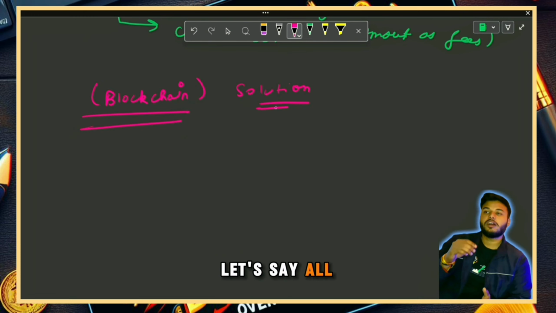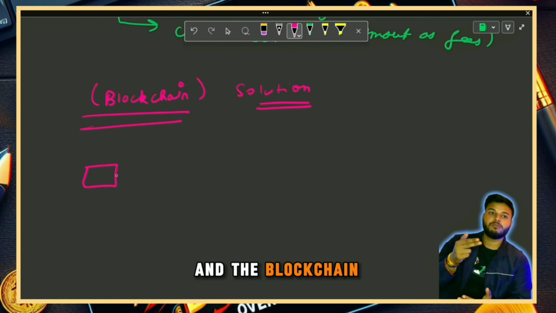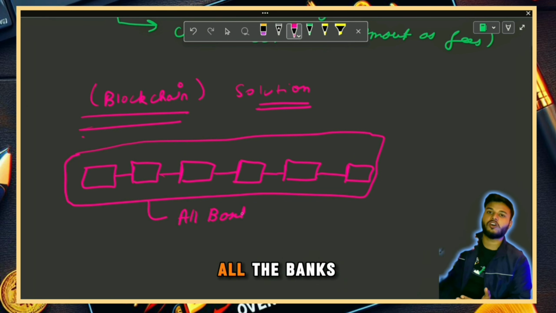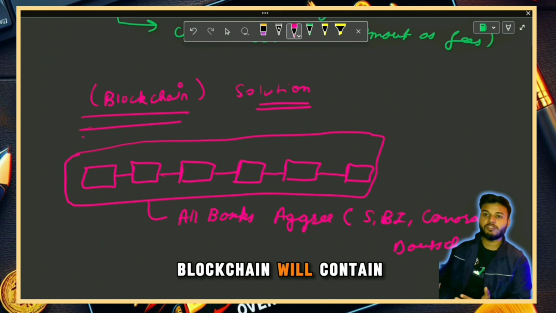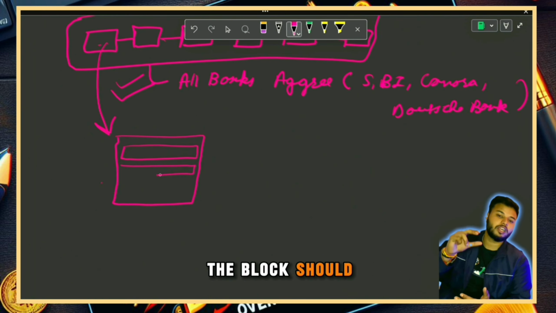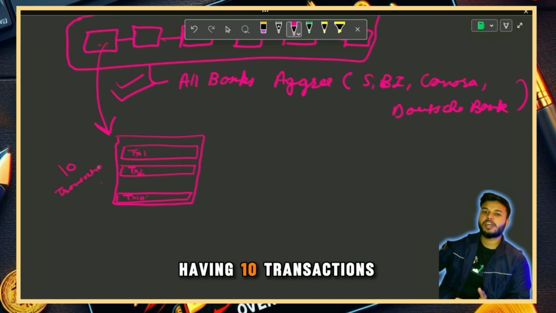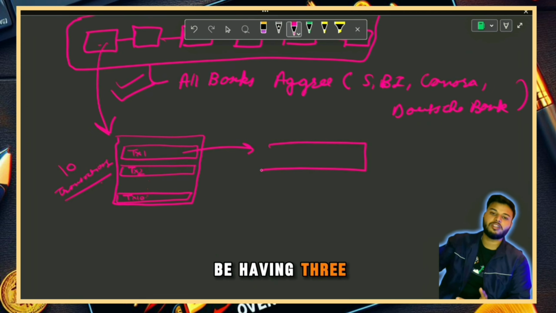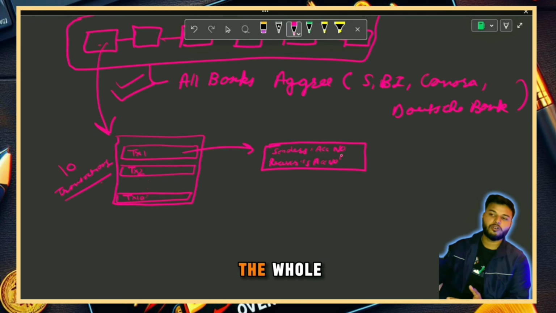Let's say all the banks agree to a contract that they will have a single blockchain, and this blockchain will be transparent to each and every bank. All the banks will have the same copy of the blockchain, and each block of the blockchain will contain some transactions. Let's say each block has 10 transactions, and each transaction will have three things: the sender's account number, the receiver's account number, and the amount which is transferred. So this will be the whole scenario.